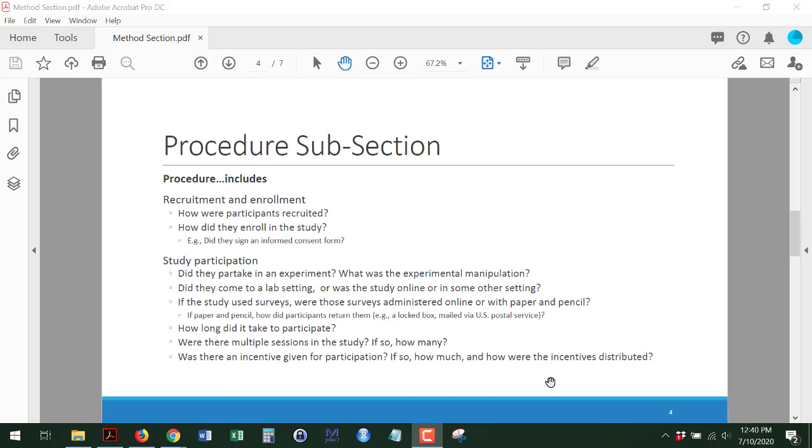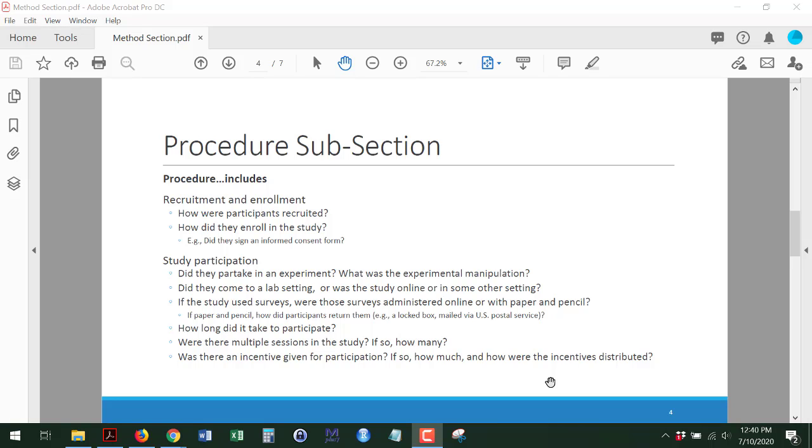The procedure subsection, and again, you can combine this with your participant subsection if you would like. This includes recruitment and enrollment. So how were participants recruited for the study and how did they enroll in the study? For example, did they sign an informed consent form? Did they have to have an interview with the study coordinator to determine whether they were eligible? Did they complete an online eligibility check? In terms of study participation, then you want to talk about, did they participate, for instance, in an experiment? If so, what was the experimental manipulation?